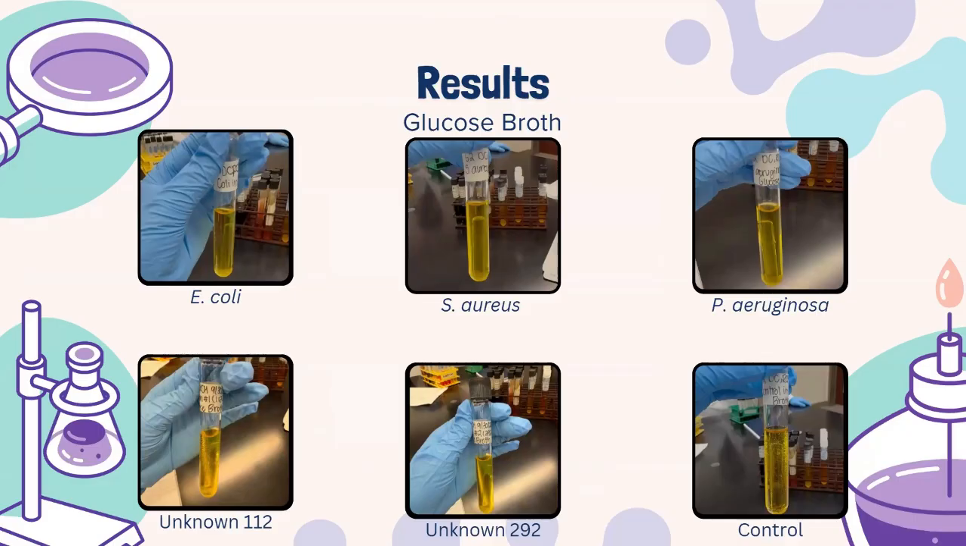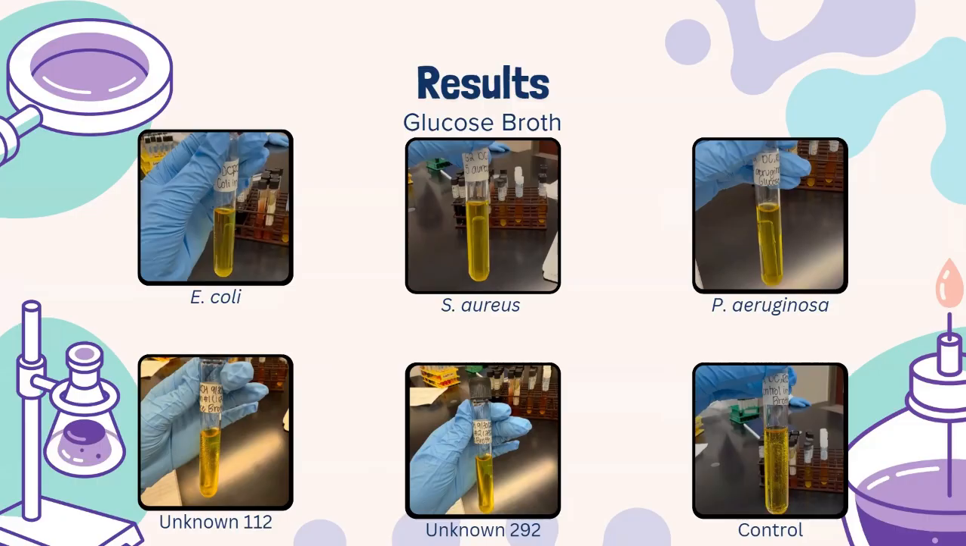These are the glucose broths. They were all initially a yellow color, and they all appear a yellow color. It doesn't appear like there's any gas buildup in any of them. While there should have been gas buildup in the E. coli one, the SRS should have appeared yellow as it does, and the P. aeruginosa should have appeared red.